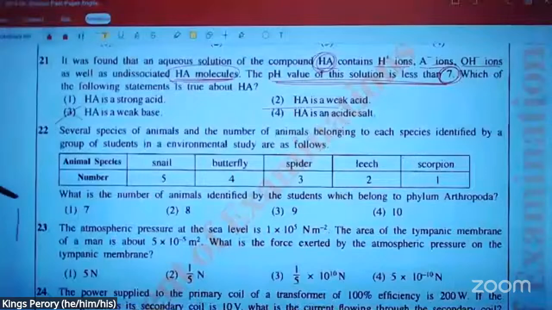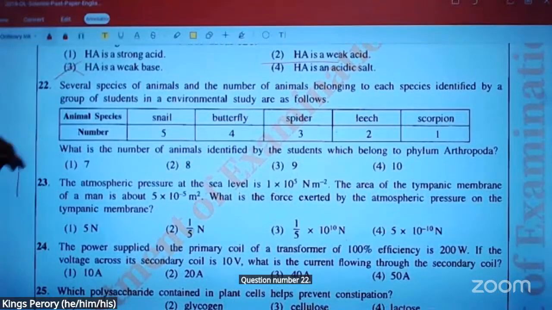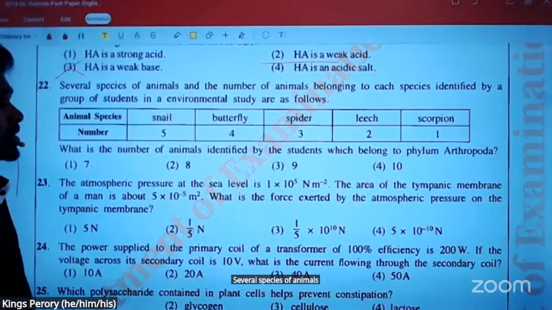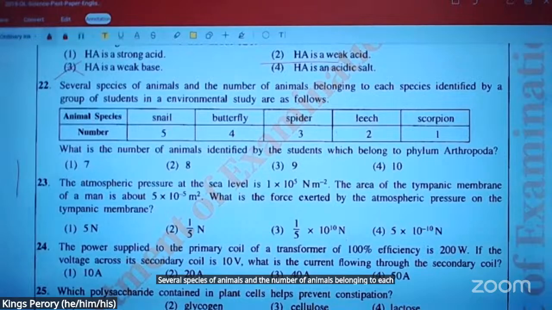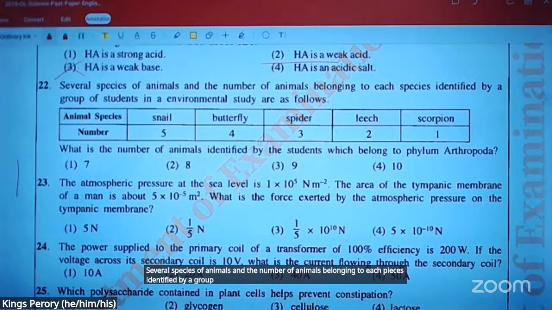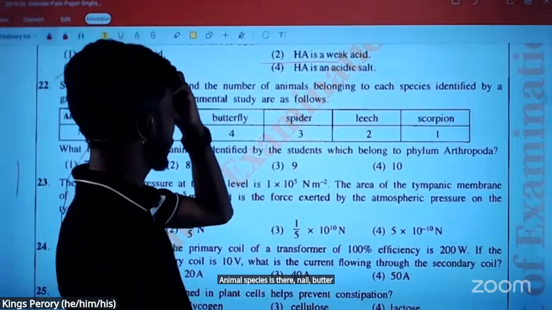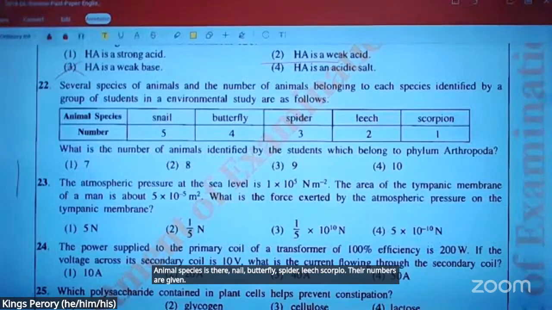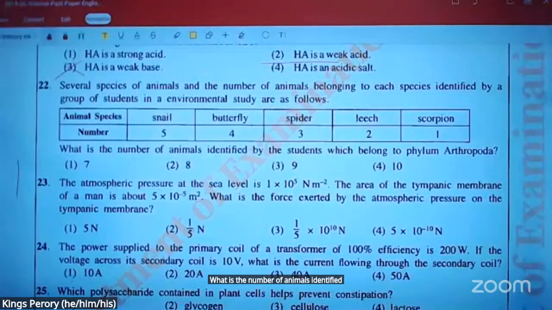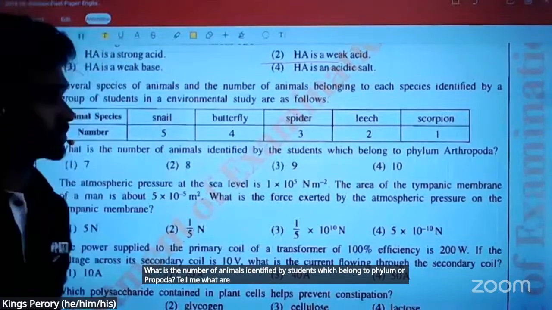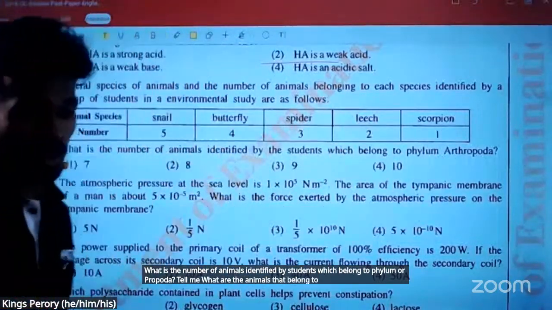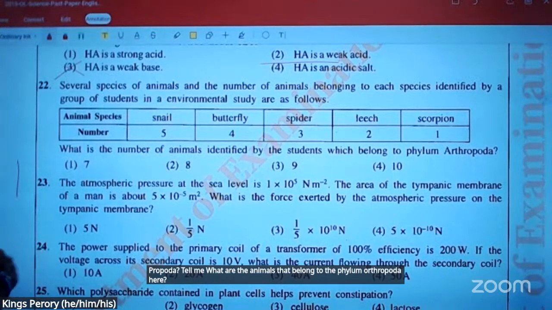Question number 22. Several species of animals and the number of animals belonging to each species identified by a group of students in an environmental study is as follows. The animal species are snail, butterfly, spider, leech, scorpion. Their numbers are given. What is the number of animals identified by students which belong to phylum Arthropoda? Tell me, what are the animals that belong to Arthropoda?